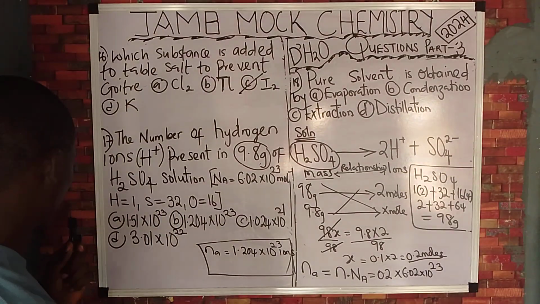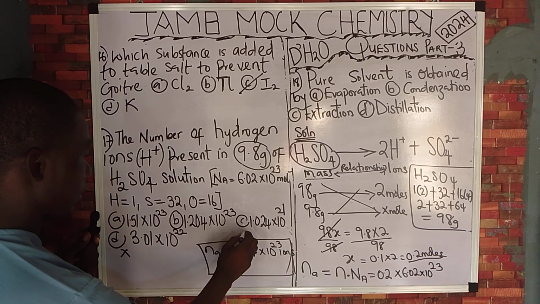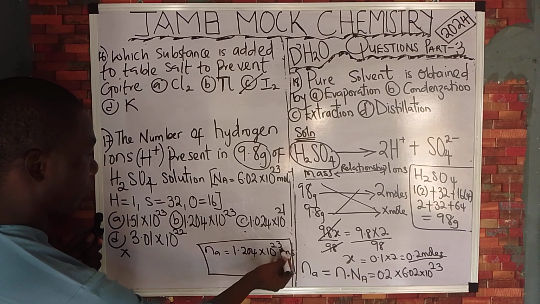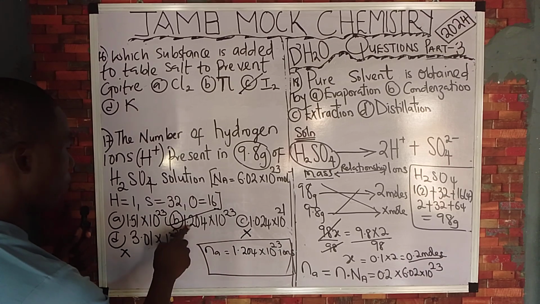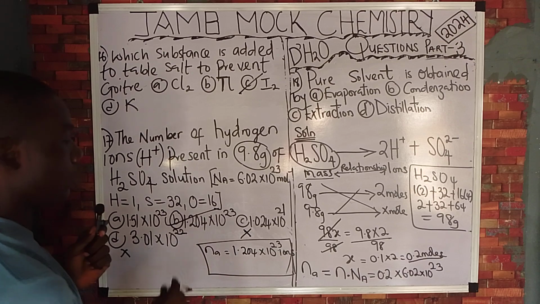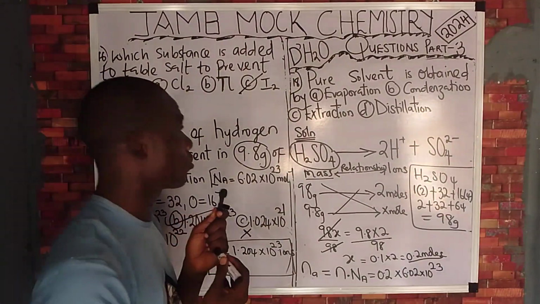So let's check our options. Our answer is not D. Our answer is not this 21. Don't forget we have 23 here, so it's not this. Our answer is B, 1.204 times 10 raised to power 23. So if you are looking for the number of ions, it's the number of moles times your Avogadro's constant.